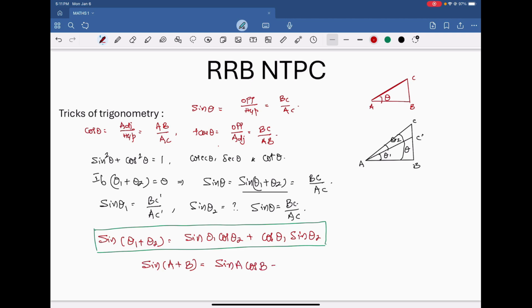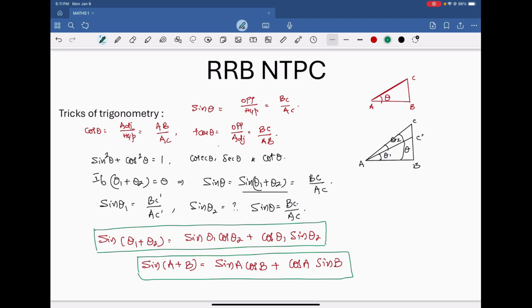Usually in this form, in the textbooks, the formula is written. Either you can say sin theta 1 plus theta 2 is equal to sin theta 1 cos theta 2 plus cos theta 1 sin theta 2, or sin A plus B is equal to sin A cos B plus cos A sin B. Both are same.